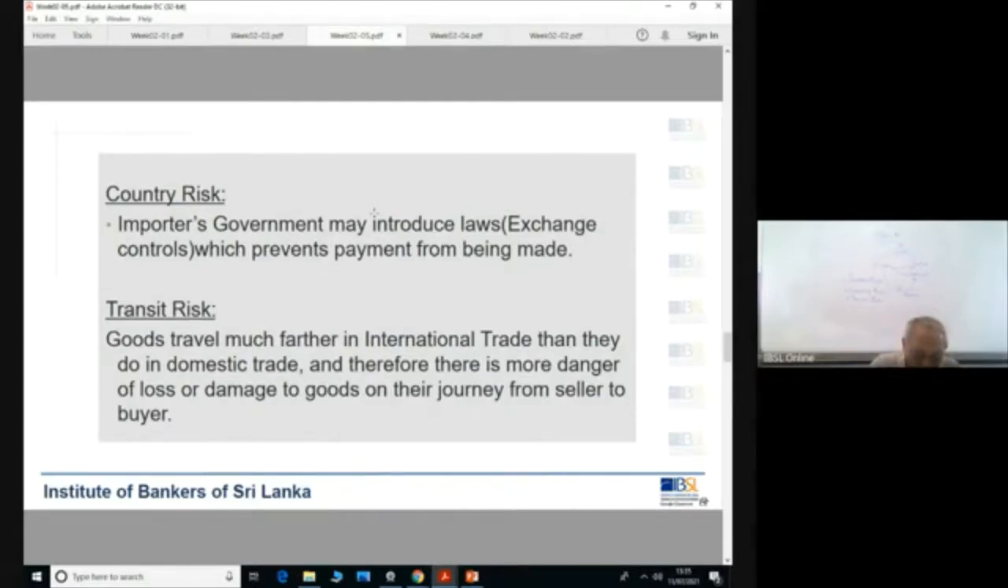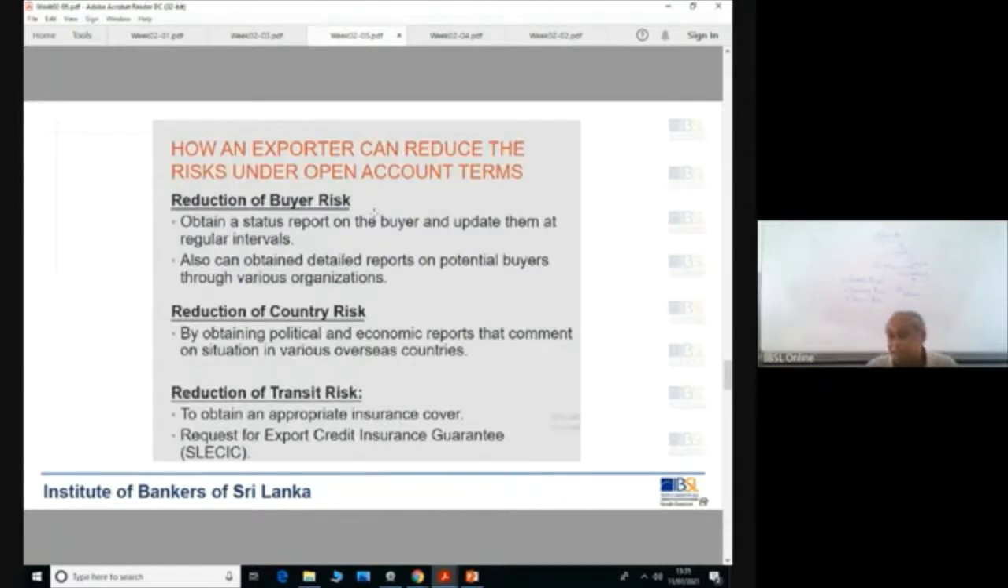Now we'll see how we can mitigate the risk. You can't eliminate the risk. These three risks you can't eliminate. Right? Cannot eliminate. But you can mitigate.